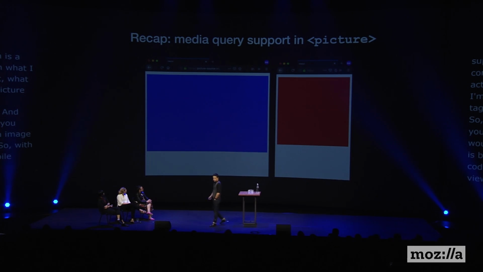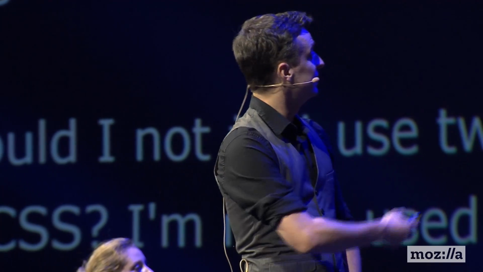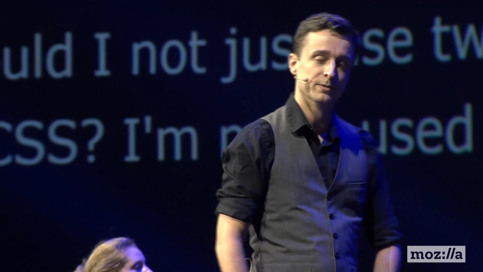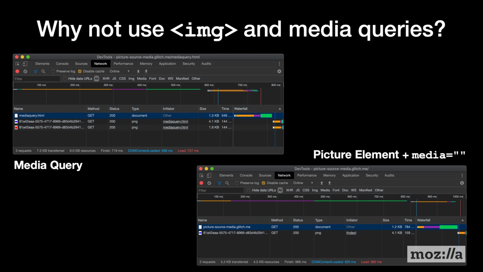Now, you might think, well, why would I not just use 2 image tags and use a media query in my CSS? I'm more used to using media queries there. One reason, aside from it being semantically incorrect, because we now have 2 images there, is that the browser will also download both of those images.